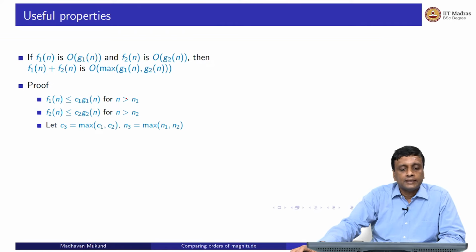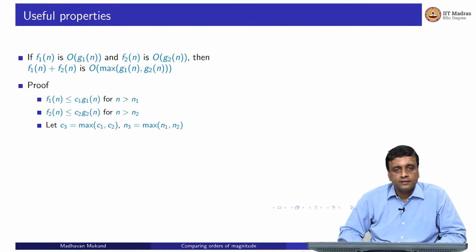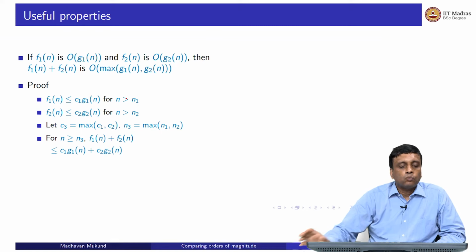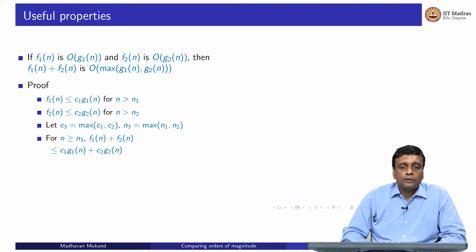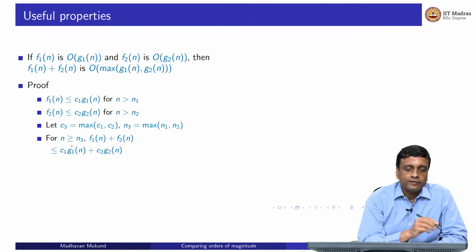So what I will do is I will take the maximum in each case. I will let C3 be the maximum of the two Ci's, C1 and C2, and I will let n3 be the maximum of n1 and n2. So now I want to look at what happens for F1 and F1 plus F2. So I will look above the maximum. So I will look above n3.